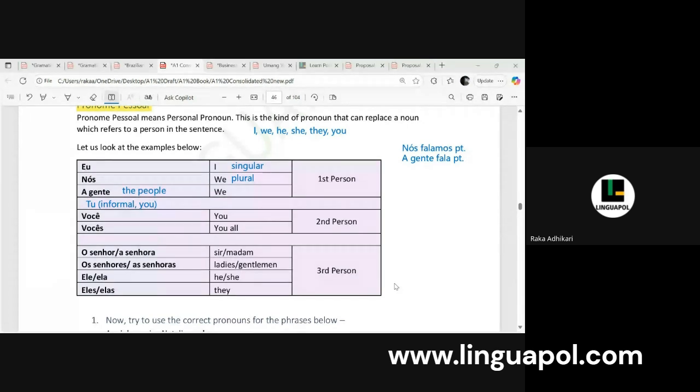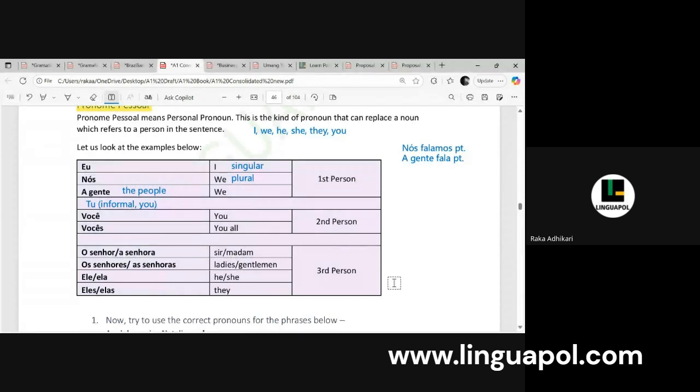So then let's come to the rows above this. We can see o senhor, a senhora. So this is nothing but sir and ma'am. O senhor, a senhora, sir and ma'am. And os senhores, as senhoras. That is ladies and gentlemen, just like we start a speech by saying ladies and gentlemen. So when we are referring to people with more respect, we tend to say o senhor, a senhora.